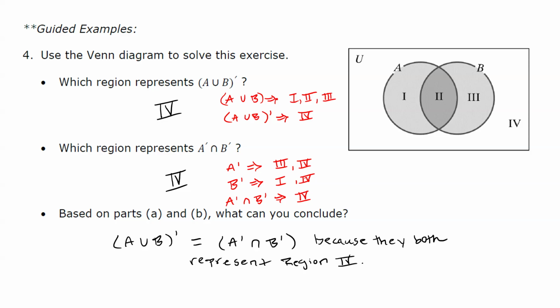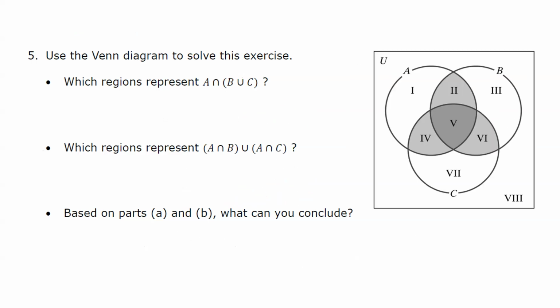All right, let's do another one. All right, we're going to use this Venn diagram to solve this exercise. Note that our Venn diagram here has 3 sets. In the previous one, it was 2 sets. So which regions represent A intersect with the union of B and C?